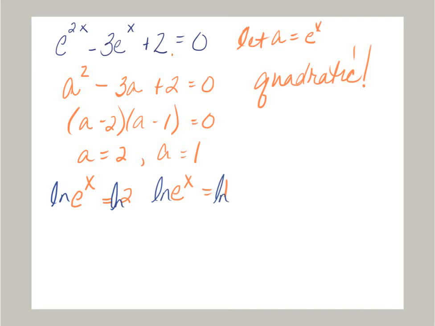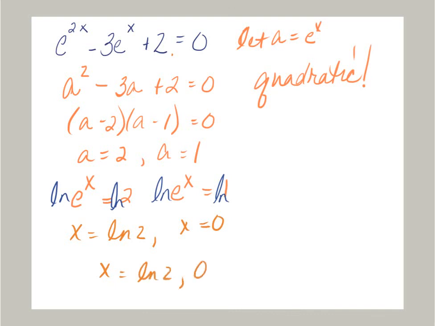And I end up with x is equal to natural log of 2. And x is equal to, now what is the natural log of 1? Remember, log base e of 1, or log base anything of 1, is 0. So we end up with x is equal to whatever the natural log of 2 is. You can put it in your calculator, or 0.